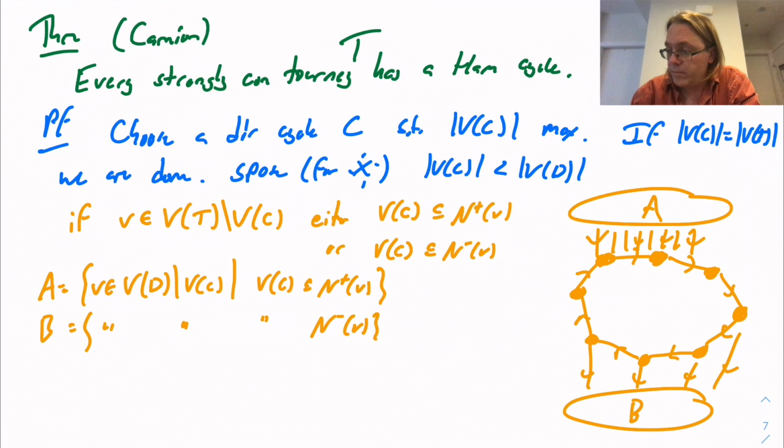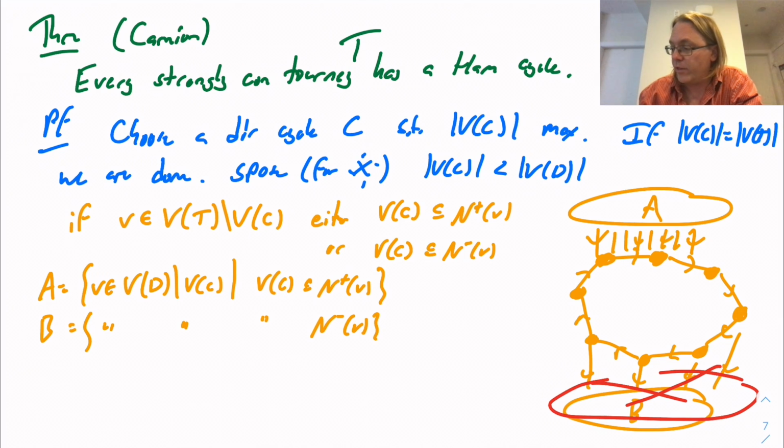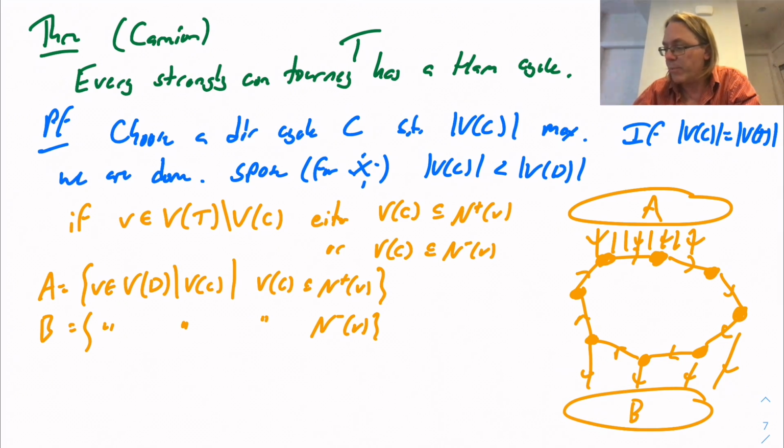Well, we have to consider some possibilities. It might be that A or B is empty. Could it happen that there's actually no B at all? That cannot happen, because in that case this would be a directed cut, a cut where all of the edges are directed the same way. And that would contradict the assumption that our digraph is strongly connected. Remember, we have this key assumption here. So by the strong connectivity of our graph, it must be that A and B are both non-empty.